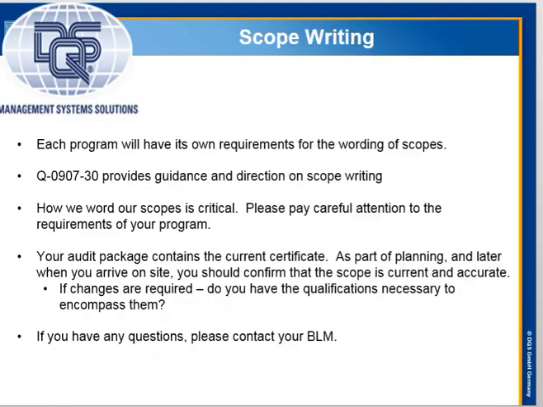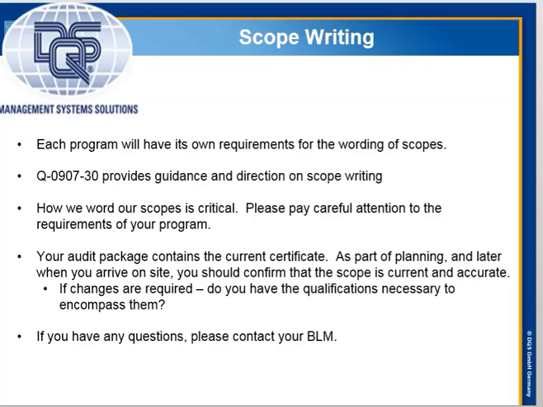In the last section, we talked a little bit about scope writing. And I talked you through the difference between a site, somewhere where manufacturing processes occur, and a remote location, an address that supports a site but does not do manufacturing. Every program has its own requirements for the wording of scopes. Our procedure, Q0907-30, provides guidance and direction on scope writing. It was one of the procedures called out in Section 5 of this orientation.